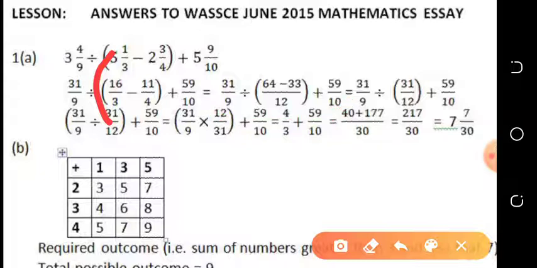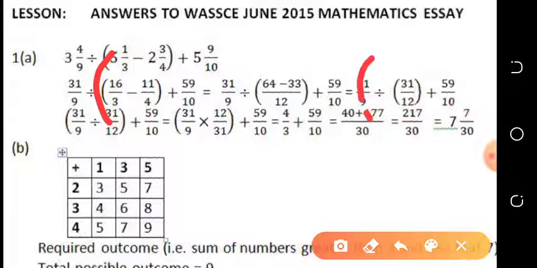You still bring down 31 over 9 and 59 over 10 because we are not doing anything with division and addition signs yet. We are still focusing on the bracket. So we have now simplified the bracket to 31 over 12. The next rule in BODMAS is of. There is no of here. So we skip of. We go to the next one, which is division.